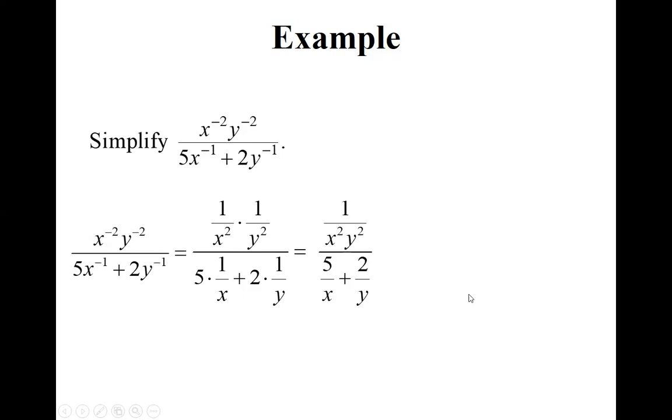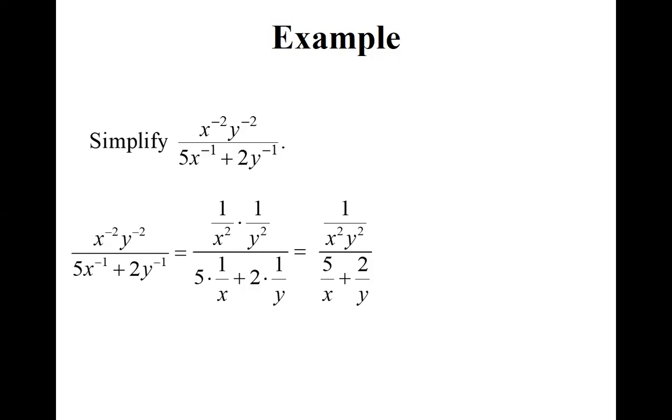So our complex fraction is 1 over x squared y squared, all over 5 over x plus 2 over y. All we've done is rewrite the original given rational expression that had negative exponents in it with positive exponents. It's always been a complex fraction. We could just see it as a complex fraction now.